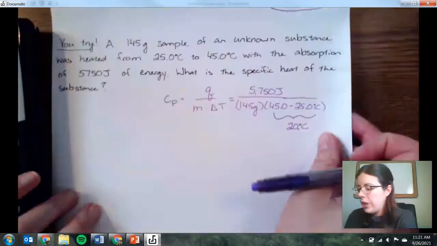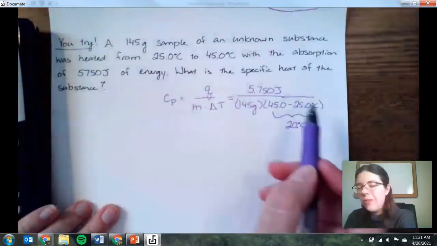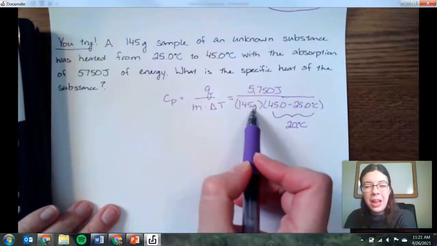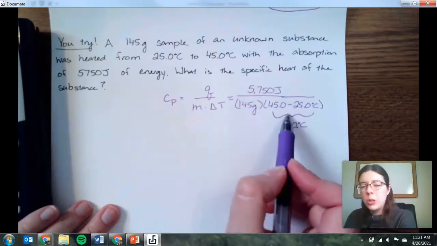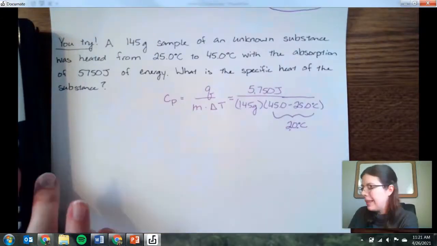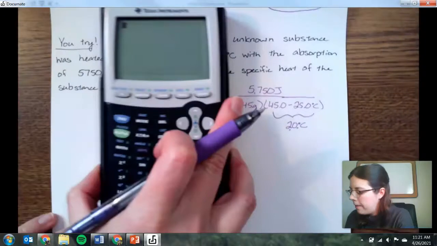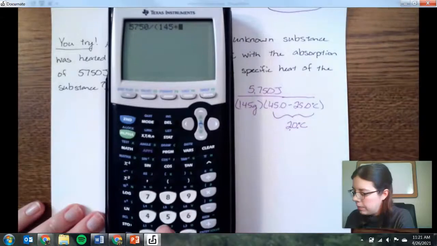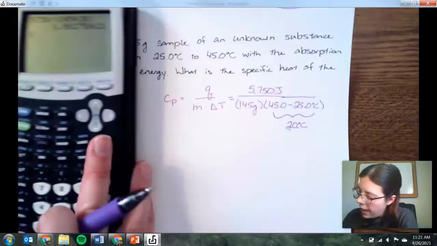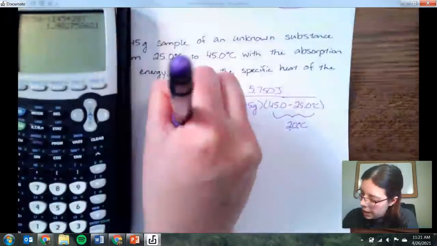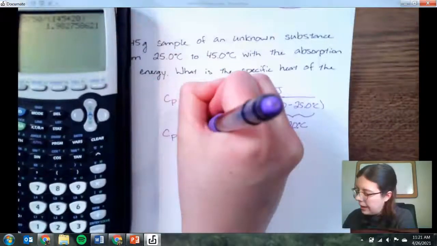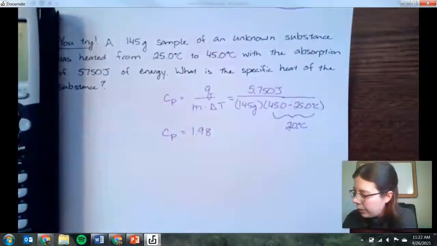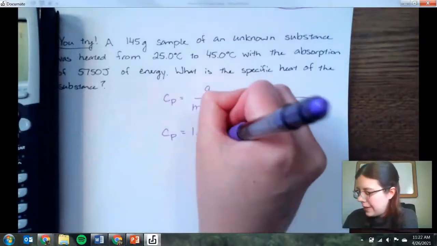For the second question, we take the energy, which is 5,750 joules, and then divide it by the product of the mass, which is 145 grams, and the change in temperature, which is 20 degrees Celsius. So we plug this into our calculator. 5,750 divided by 145 times 20. So that gives me a specific heat of 1.98, and then in this case we're going to need 3 sig figs, so 1.98, and then we're going to have units of joules per gram degrees Celsius.